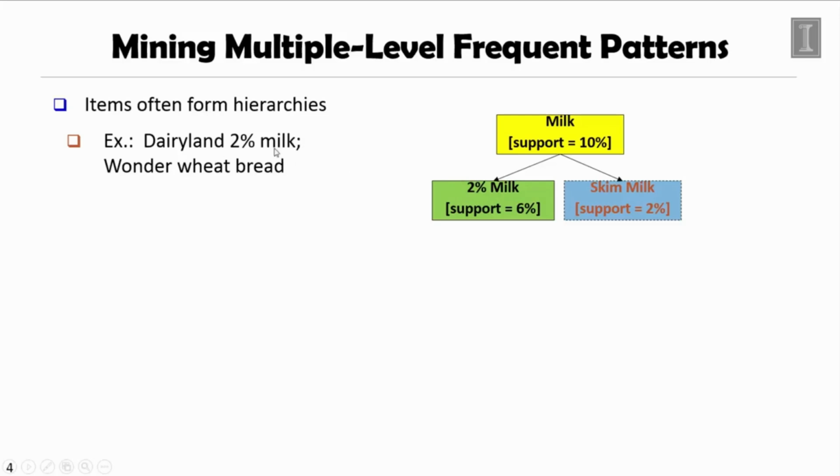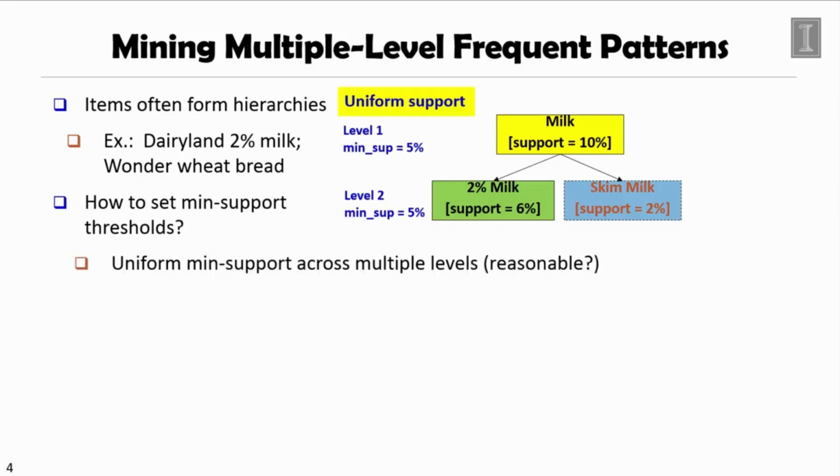But if you see this Dairyland 2% milk actually sitting in a hierarchy, the top level could be milk, then go down to 2% milk, then go down to Dairyland 2% milk. So it is interesting to mine multi-level association rule patterns. Then the interesting thing becomes how to set a minimum support threshold. One way is we set a uniform minimum support threshold across all the levels.